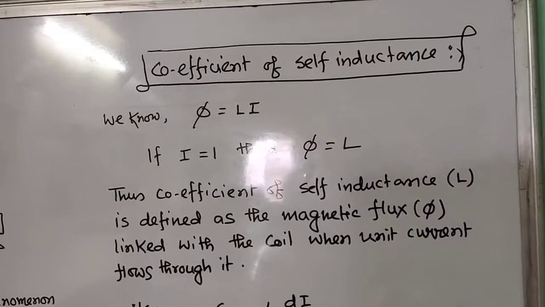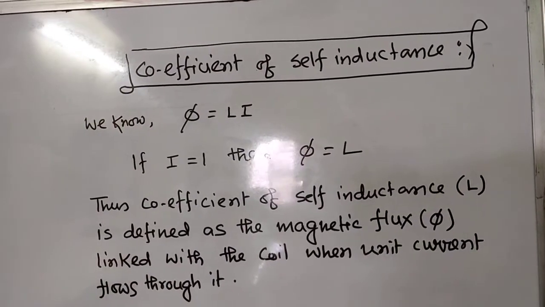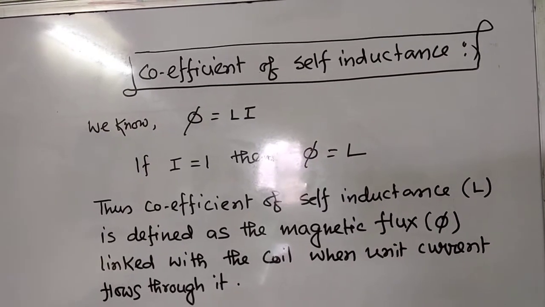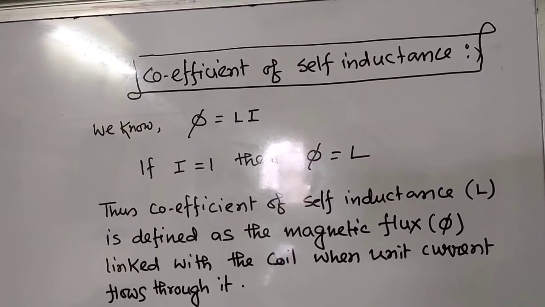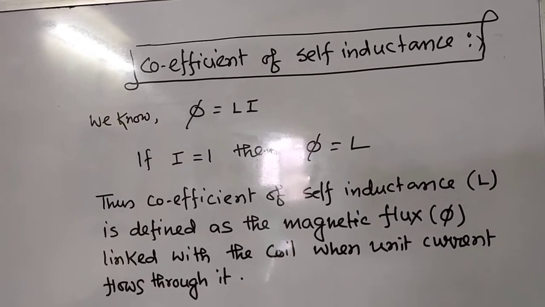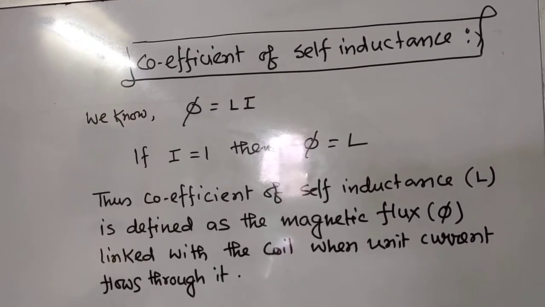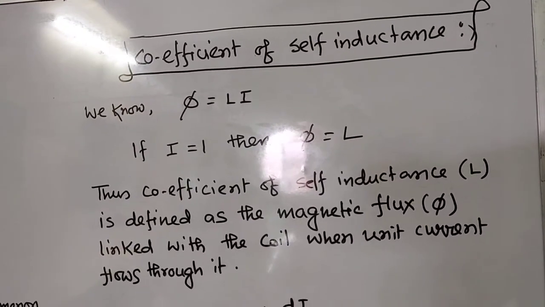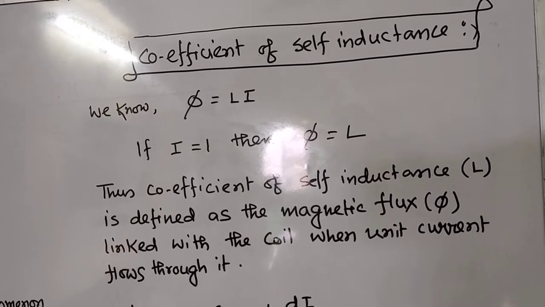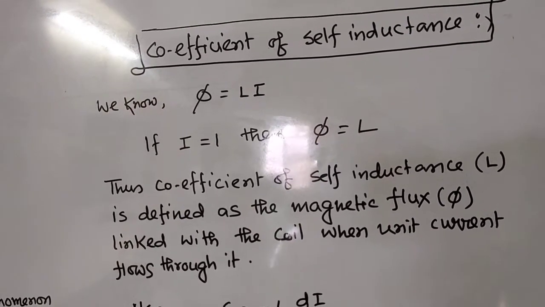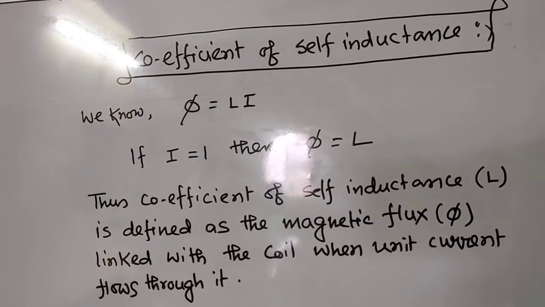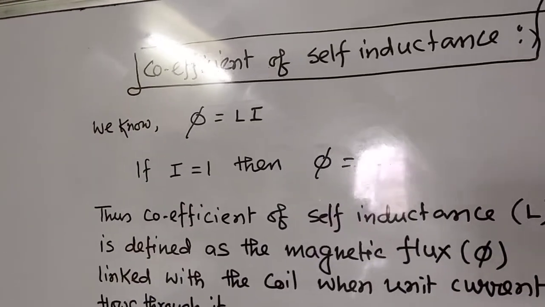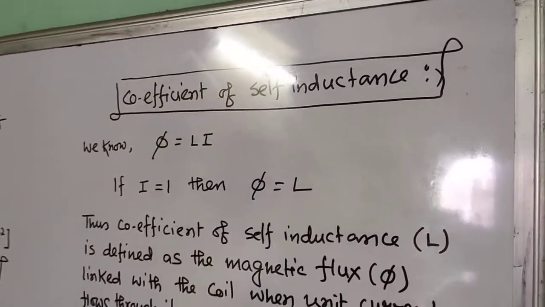So in the last class we already defined this expression phi equal to Li. What does this expression basically signify? It signifies that if the current is high, then the flux will also be high, and this phi and I are directly proportional, and from that we can define phi equal to Li. It becomes more clear if you see the previous class. Now from here we will try to define the coefficient of self-inductance.